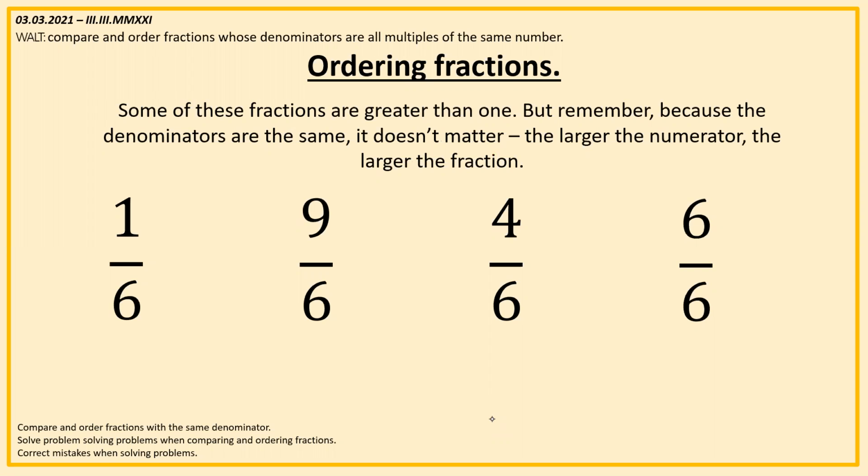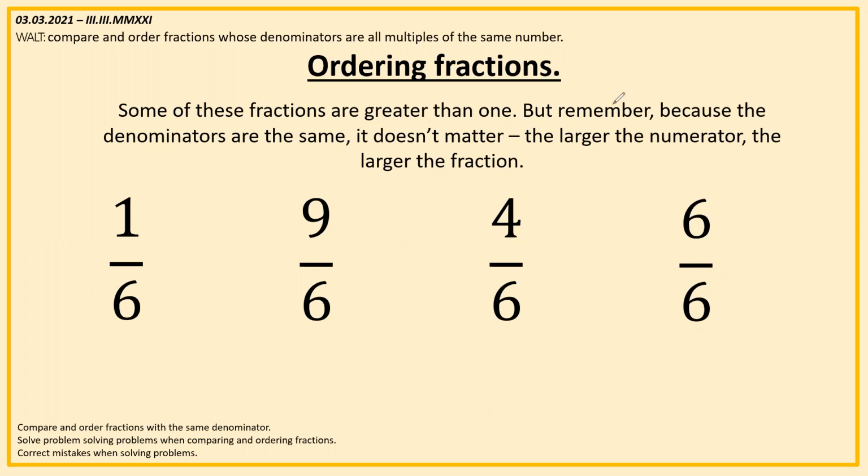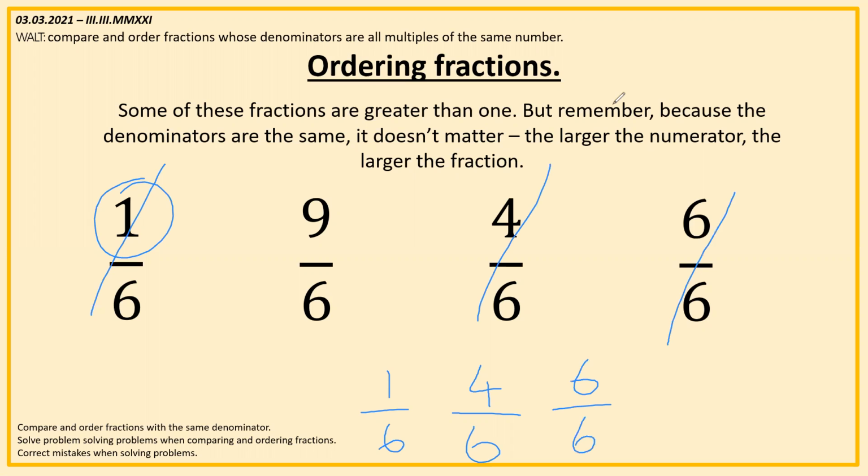Some of these fractions on this slide are greater than 1, but because the denominators are the same, it doesn't matter. So our denominators here are all 6. And then we're just going to have a look for our numerators again. So we need to find the smallest numerator because that one will be the smallest fraction. So our smallest numerator is 1. So our first fraction will be 1/6. The next one is 4, so we go 4/6 next. Then we've got 6/6. And then finally, we've got 9/6.